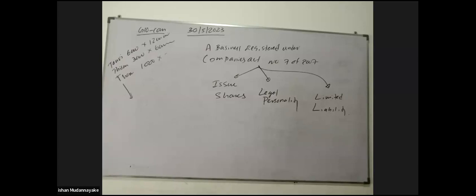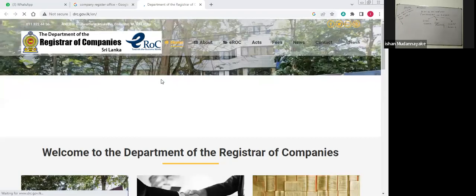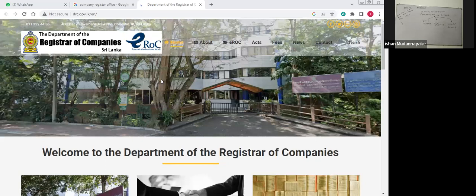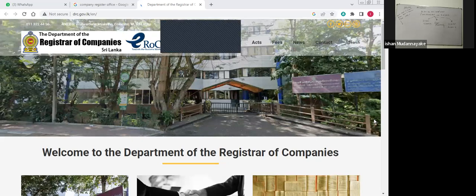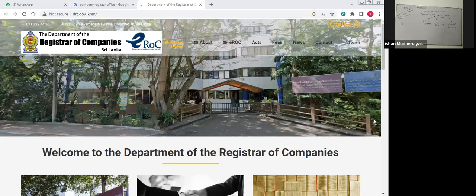Right. This is the organization where we can register a company: the Department of the Registrar of Companies, Sri Lanka. This company registration office is established very close to Maradana. Right here, this is the organization. Okay, the company register office.